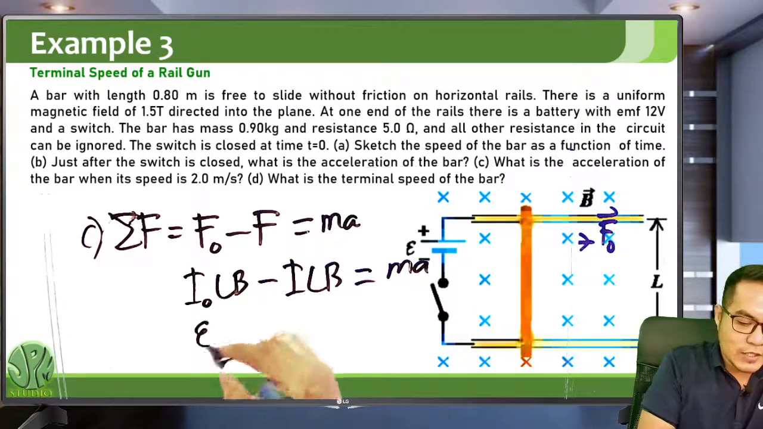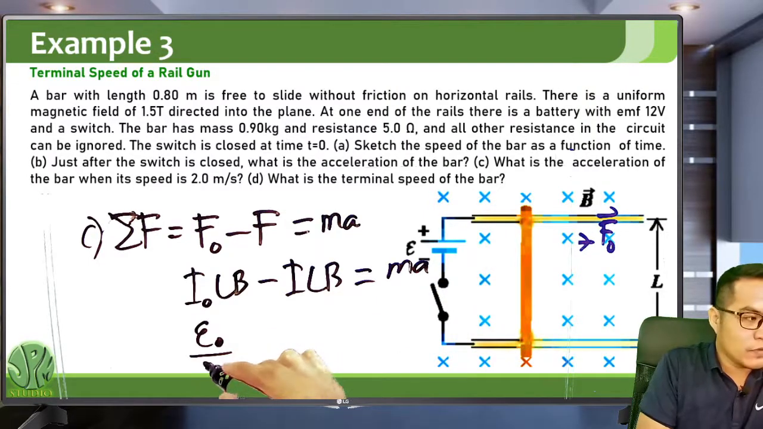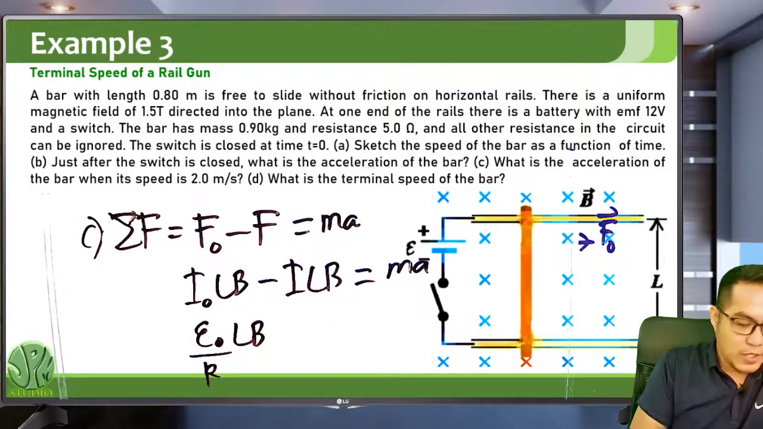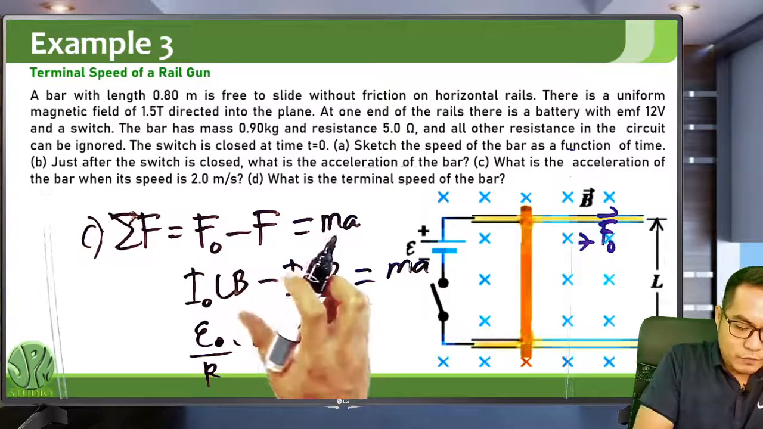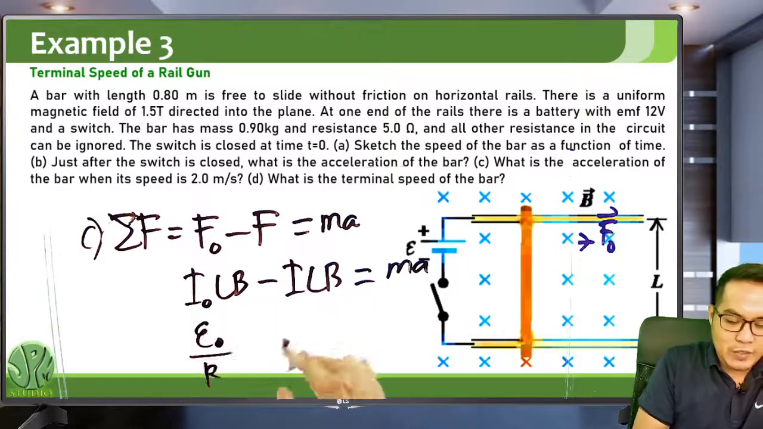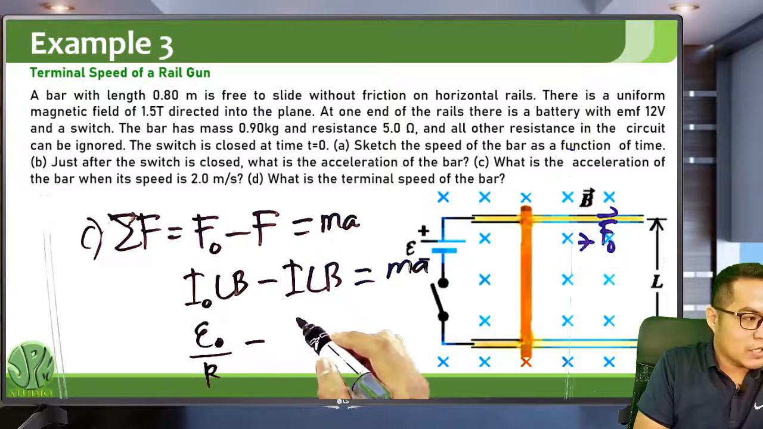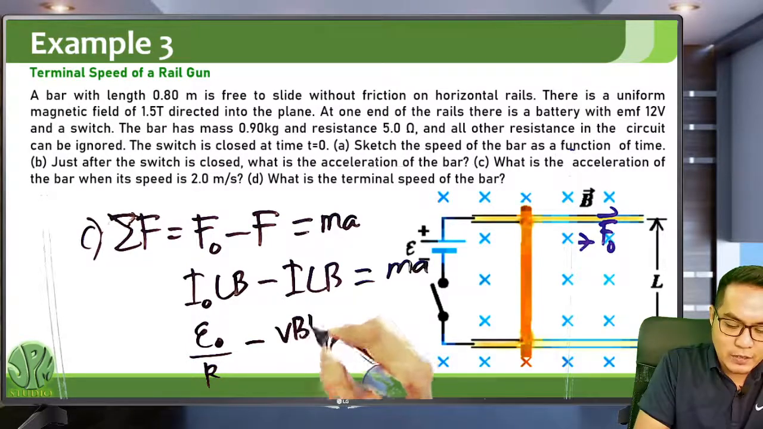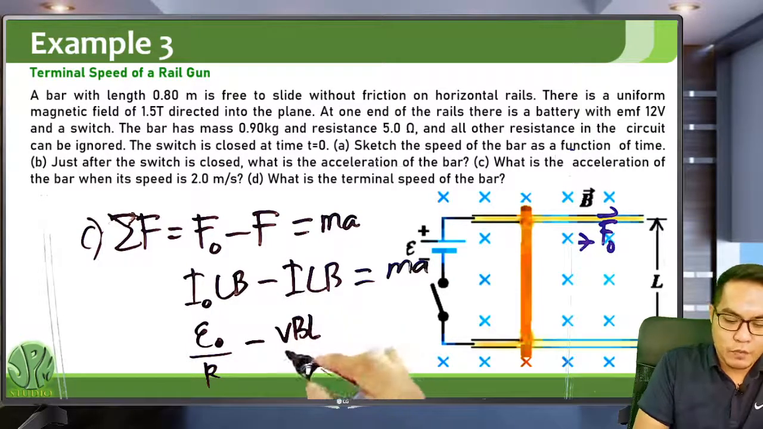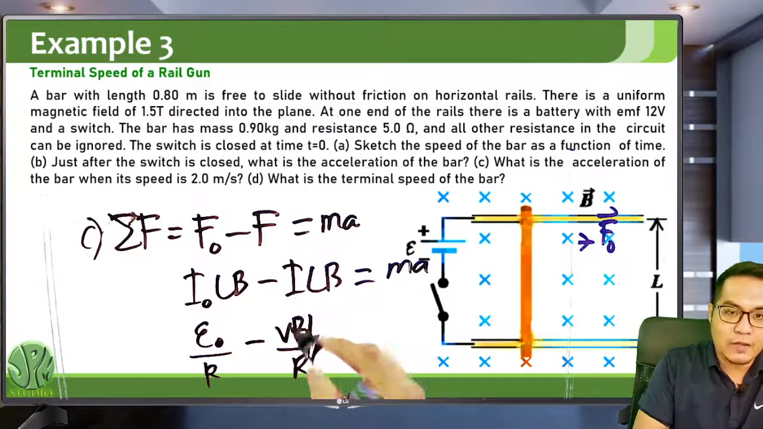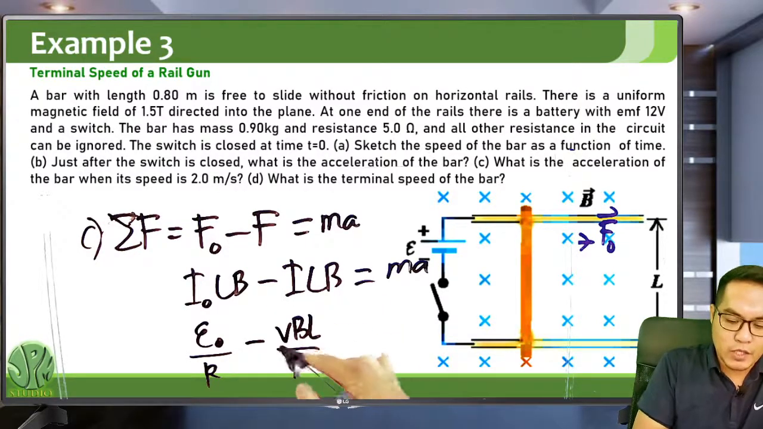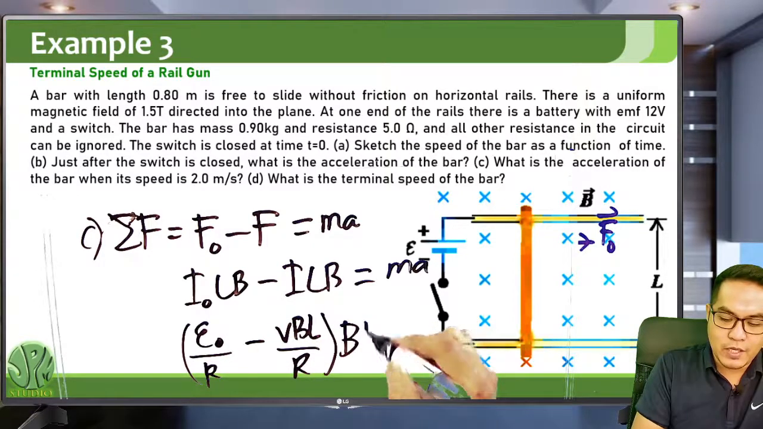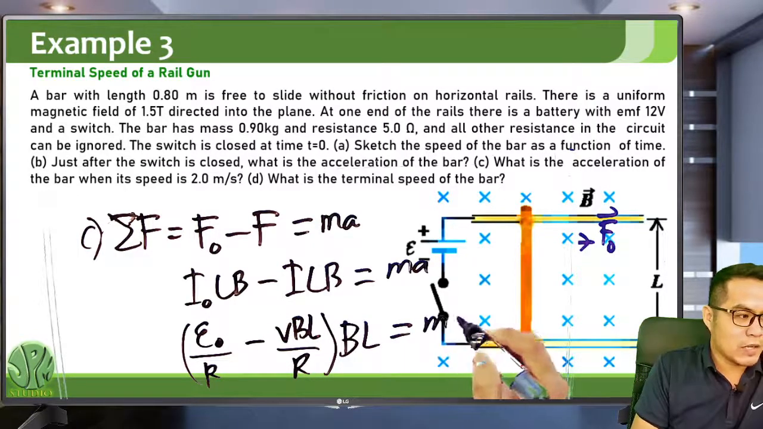So of course, I naught is the original EMF over R, times LB. So we can factor out LB here, and you will just get I naught minus I. I naught is just the EMF over R. And I is the motional EMF over R, where the EMF is just VBL. So this is I, VBL over R, the motional EMF over the resistance. And we factor out LB, or BL. This is equal to mass times acceleration.